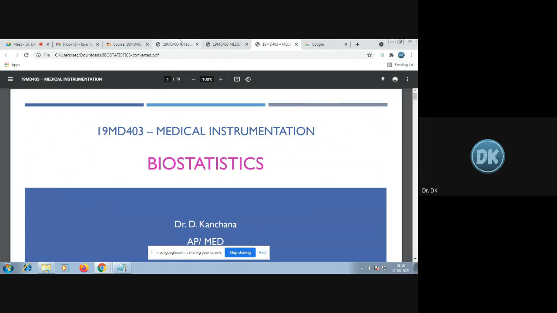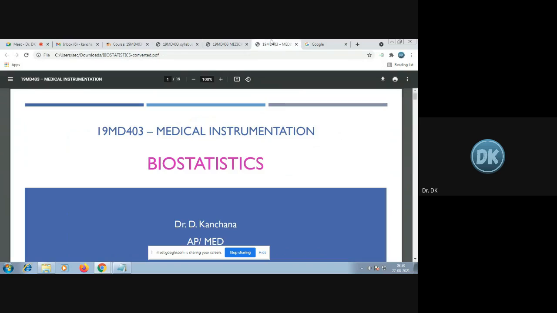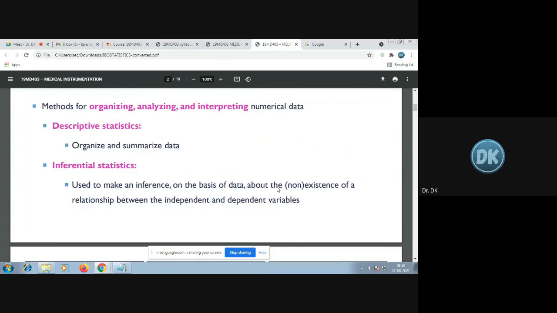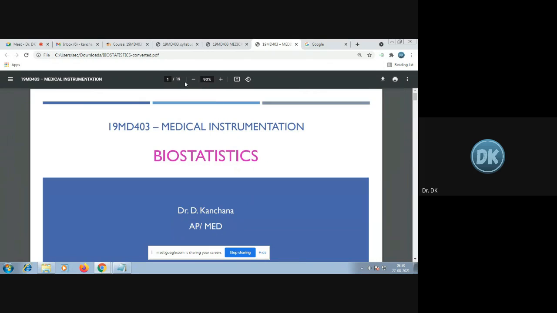That's it about the medical devices classification and the different types and modes. So the next topic is biostatistics. This is the PPT for biostatistics. Let me just adjust the zoom.